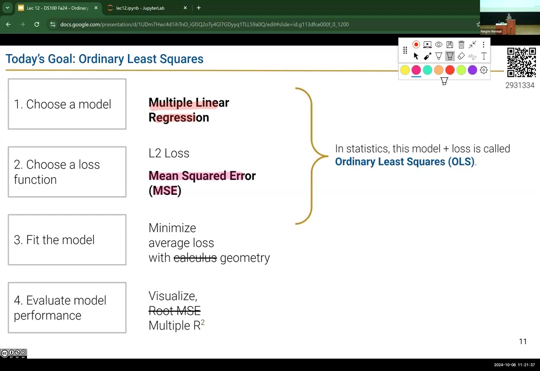The title of today's lecture is called Ordinary Least Squares. And ordinary least squares means that I'm going to have a model that is multiple regression, or multiple linear regression, has multiple different features, and then the loss function is mean squared error. That's kind of the summary of what's happening there.